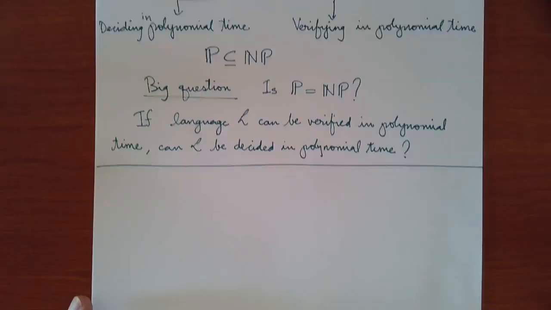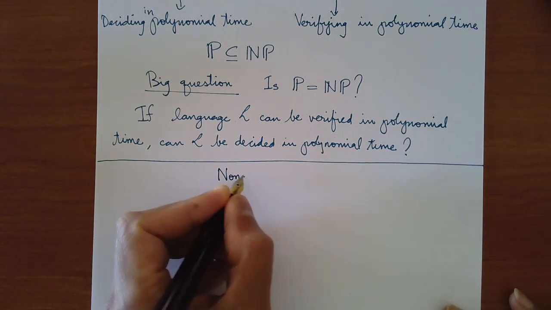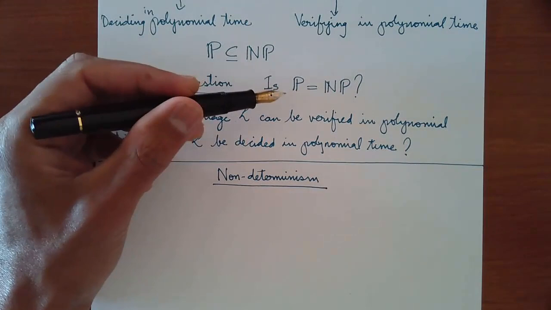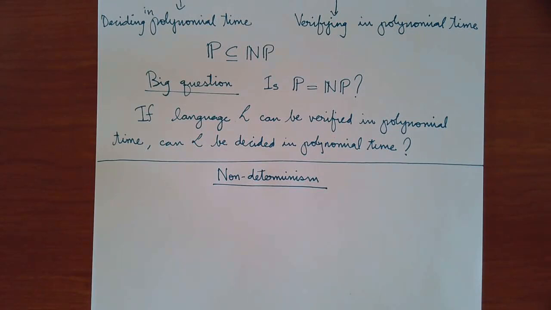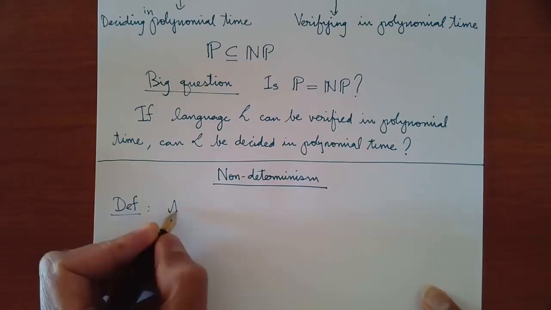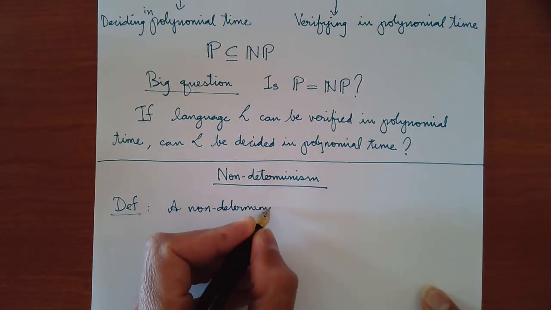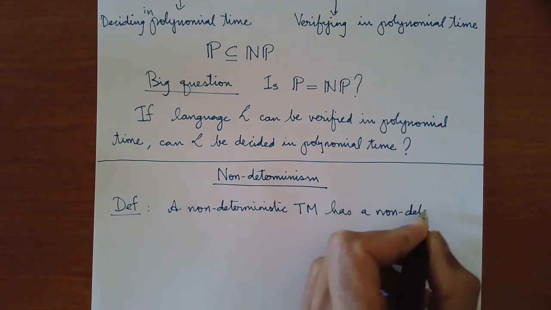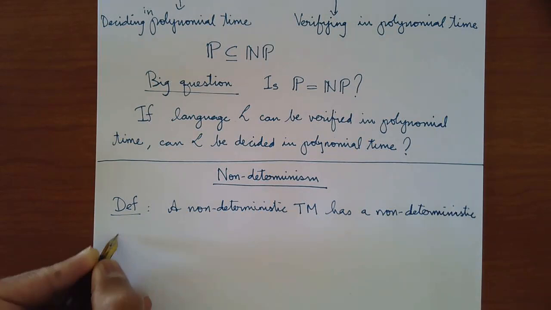Before we get into that, let's first talk about non-determinism. I want to emphasize that while typically definitions of NP are through non-determinism, that is, NP is called non-deterministic polynomial time, I think that the verification perspective is much more meaningful to have. Okay, so let us define first what a non-deterministic Turing machine is. A non-deterministic Turing machine has a non-deterministic transition function.